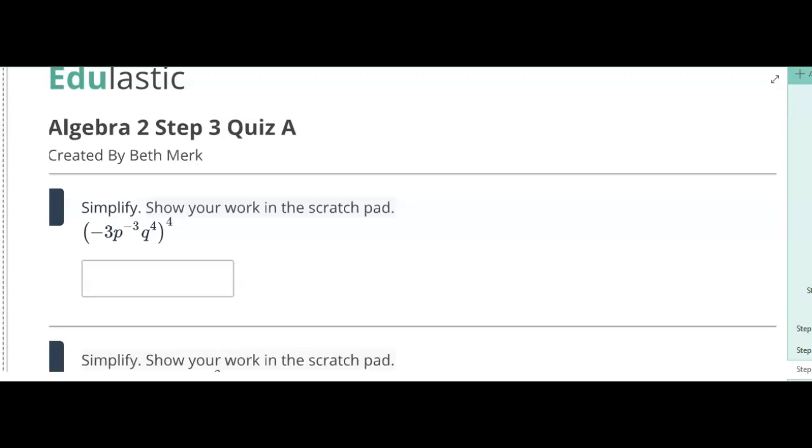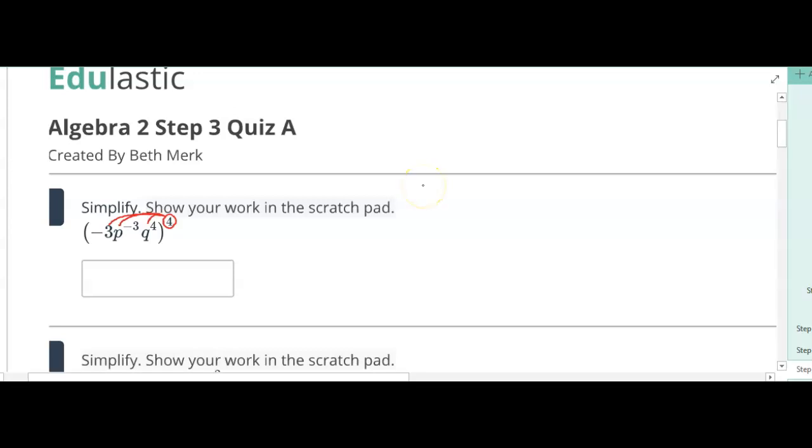Let's take a look at some of the frequently missed problems on our Step 3 quiz. So in the first one here, we have the power to a power property that we have to apply. This -4 outside here needs to go to each factor. It goes to the q to the 4th, to the p to the -3, and to the -3 itself, because those are separate factors. Things that are multiplied together are factors.